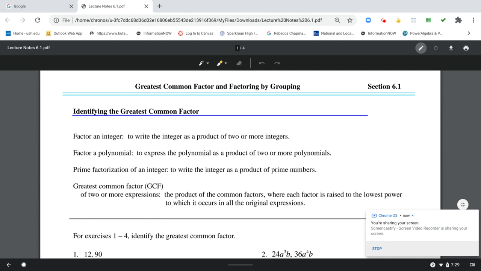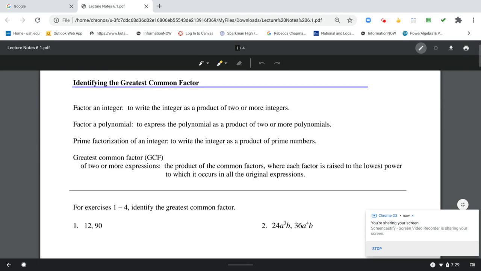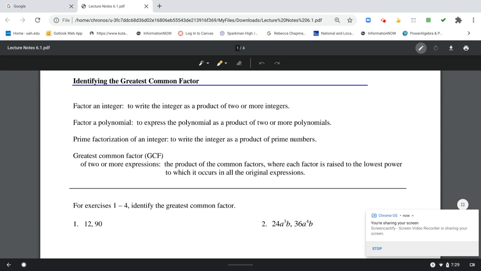In this video, we're going to talk about greatest common factor and factor by grouping. So some of the things that you need to do to identify the greatest common factor. First of all, a factor is an integer to write an integer as a product of two or more integers.